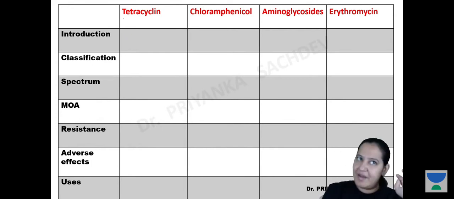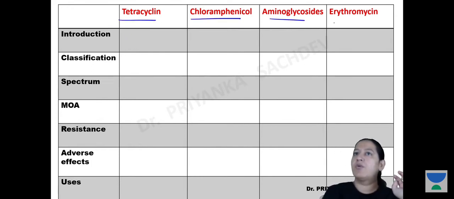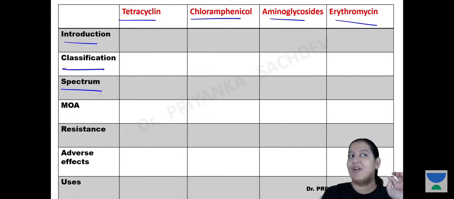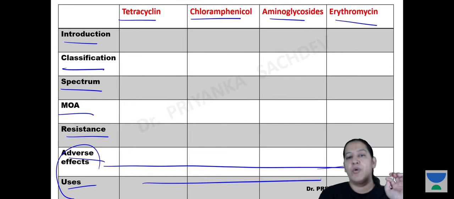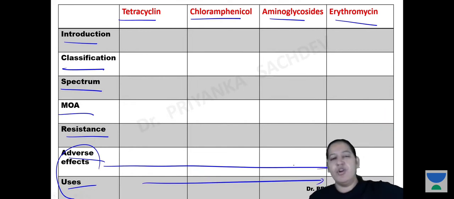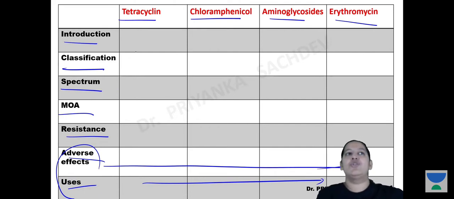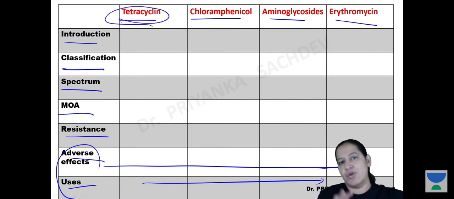So please compare tetracycline, chloramphenicol, aminoglycoside, erythromycin. I will ask you to make a comparative table between the 4: introduction, classification, bacterial spectrum, mechanism of action, resistance, adverse effects and uses. For adverse effects and uses, I will give you 4 mnemonics each, total 8 mnemonics. So please start. Everyone give me a thumbs up. In this sequence I'm going to teach you. I'm starting the first chapter, tetracycline. So I will teach you 4 chapters now.